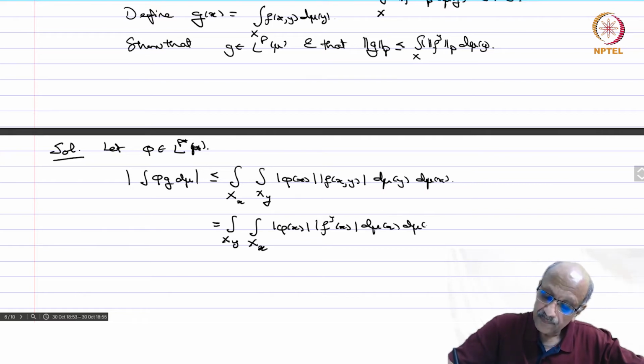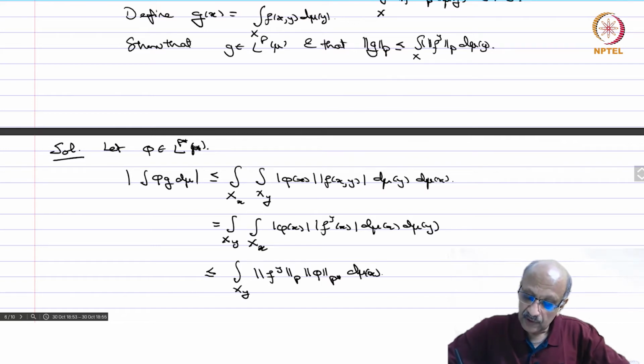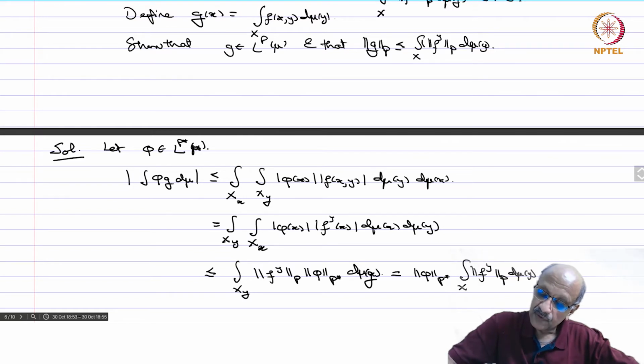Here f_y is in L^p and phi is in L^p star, so by the Hölder inequality this is less than or equal to the integral over y of the norm of f_y in L^p times the norm of phi in L^p star, d mu(y); we have already integrated over x. So this is equal to the norm of phi in L^p star times the integral over X of the norm of f_y in L^p d mu(y), and that is of course finite.